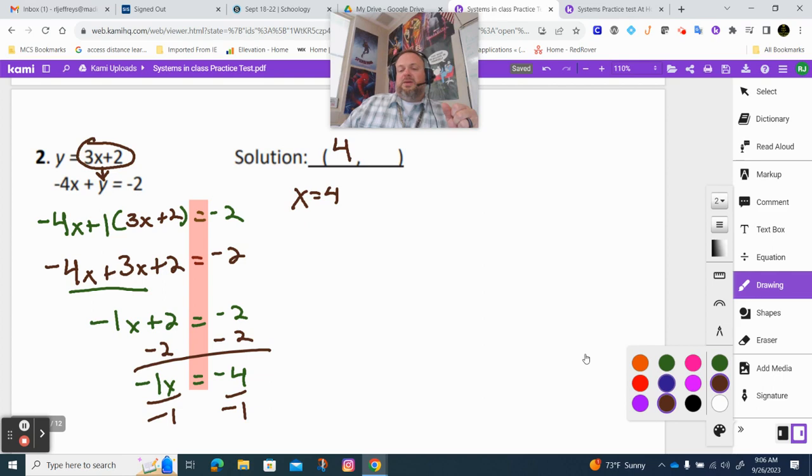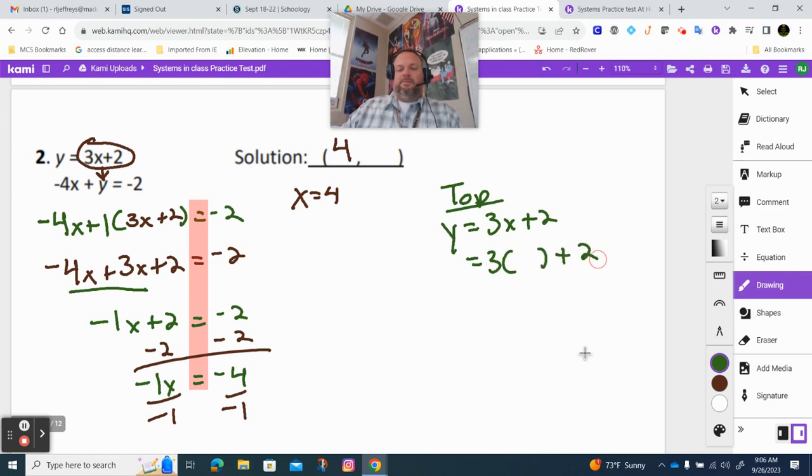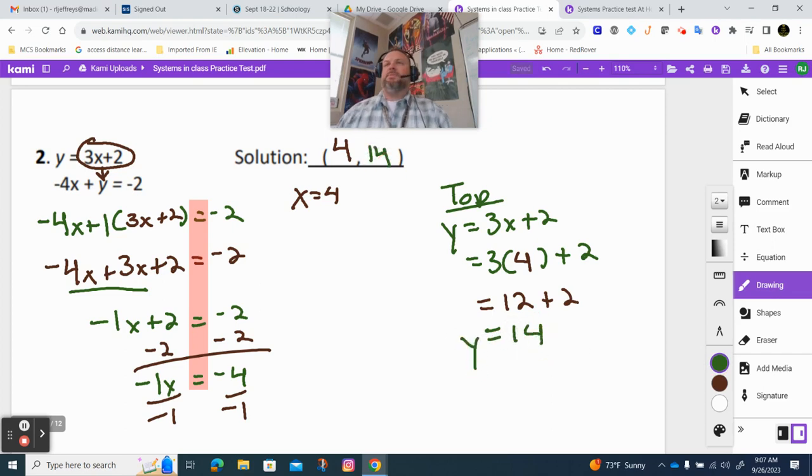Now, we can take that and we can use the top one because it looks easier. You could use the bottom. It doesn't matter. Okay, and plug in that 4. All right, 3 times 4 is 12. And 12 plus 2 is 14.